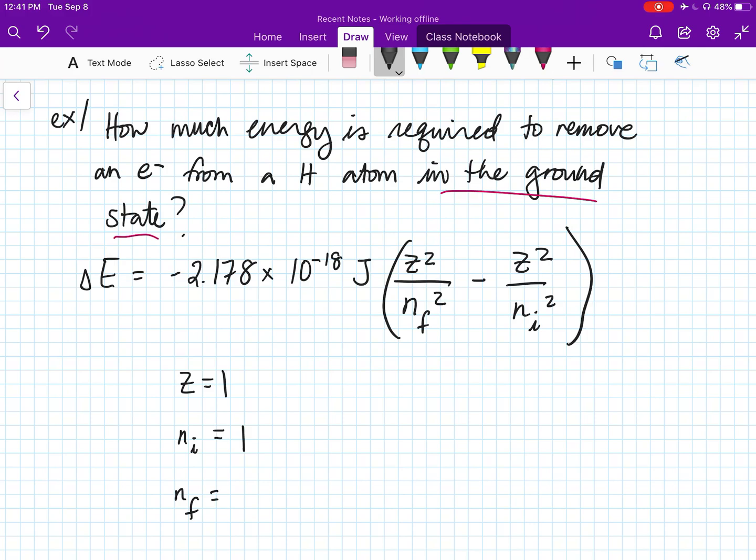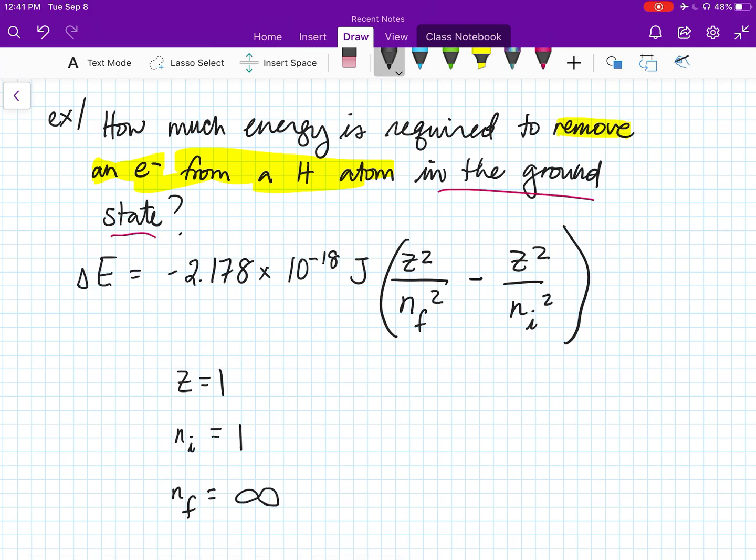The n of the final state is a little bit trickier. Let's read the question carefully. We want to remove an electron from a hydrogen atom. That means we don't just want to promote it up to a higher energy level. We want to take that electron and pull it away from the atom completely so that it no longer interacts with the nucleus at all. So we can approximate that by saying we want the final n to be infinitely far away from the nucleus. So I'm going to define nf as just a huge number. I'm going to say infinity.